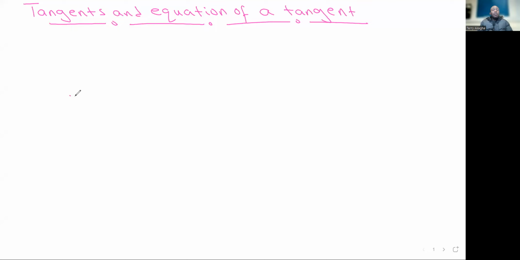So we're going to talk about tangents and the equation of a tangent. We're going to see how we use the differentiation mechanisms we learned in the previous video to find the equation of a tangent and the tangent, okay?